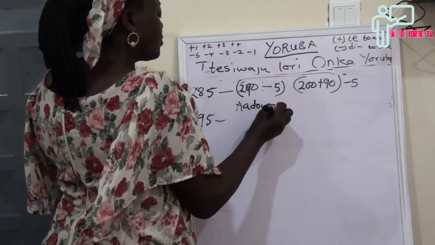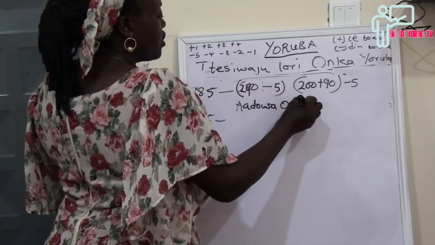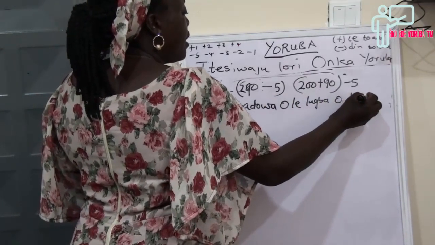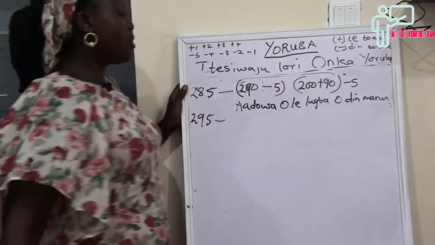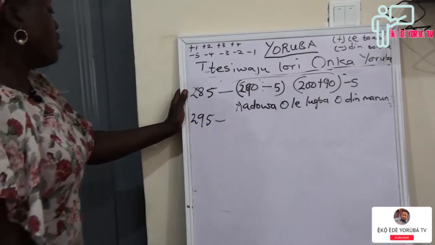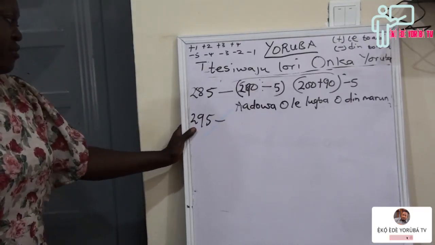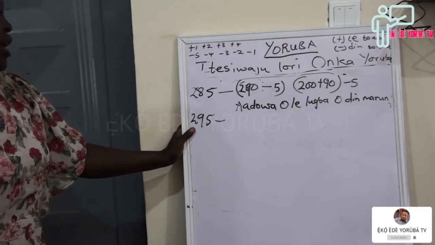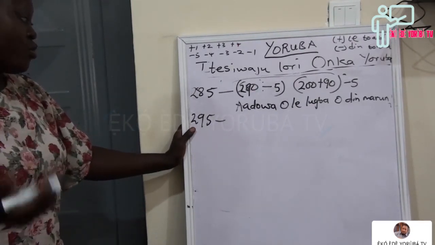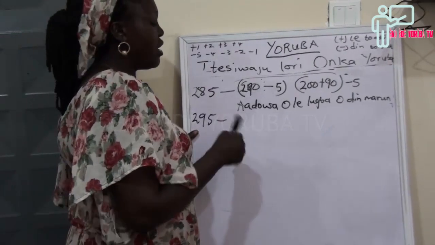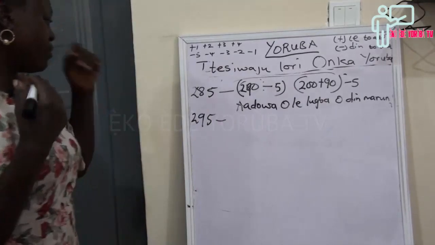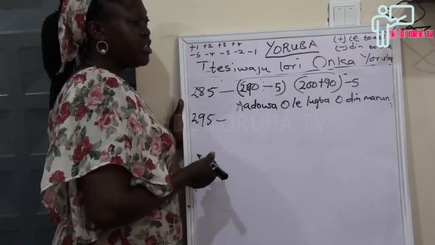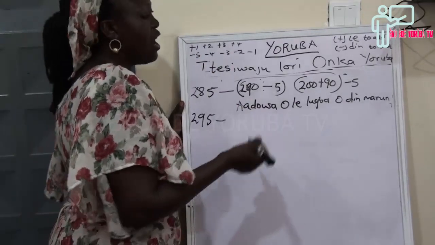Àádọ́wàá ó lé lúgba ó dín márùn. So this one is 295. So you can just say, we are going to ọdún, which is 300. Ọdún, you can just say ọdún ó dín márùn. Ọdún ó dín márùn. Márùndínlọ́ọ̀ọ́dúnrún. So either of the two.